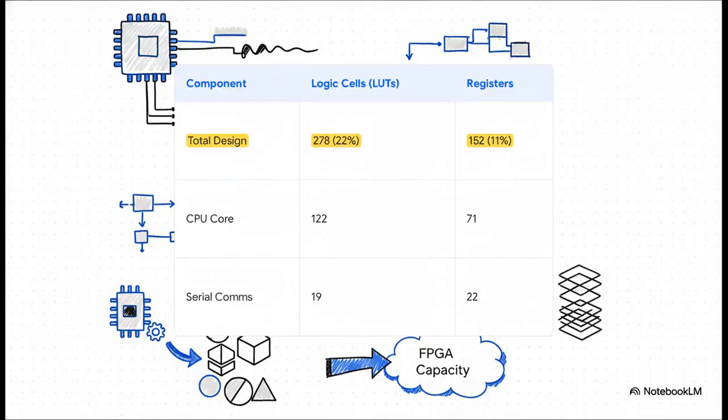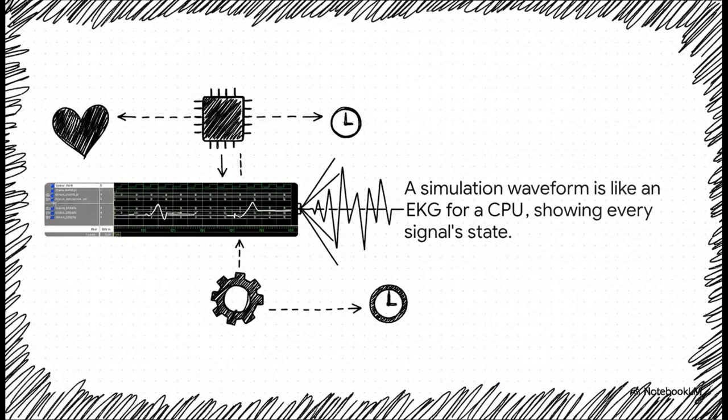And here's a peek at what that looks like in the real world, from a hobbyist project that did this exact thing. You can see the entire CPU core only takes up 122 little logic cells and 71 registers. That's just a tiny fraction of the resources on even a low-cost FPGA. It's an incredibly efficient way to build. Before we make that final leap to the physical chip, we look at something like this one last time. This is a simulation waveform. You can think of it like the CPU's heartbeat on an EKG monitor. Every line is a different signal inside our design, and we can see exactly how it changes with every single tick of the clock. This is our final visual confirmation that the logic is solid.